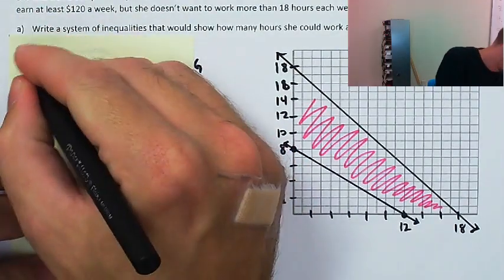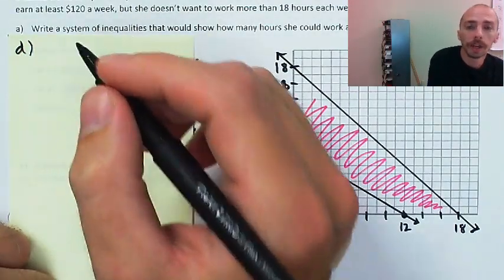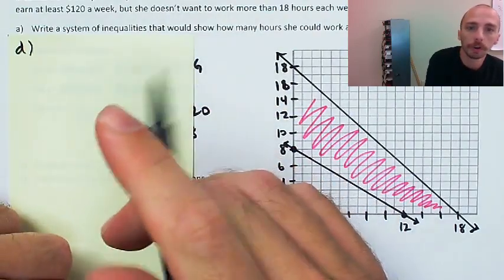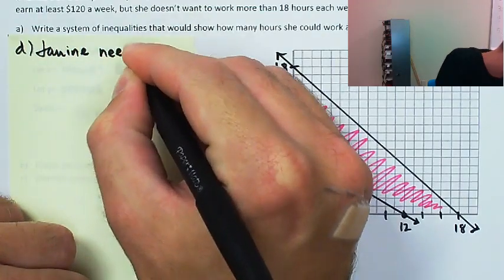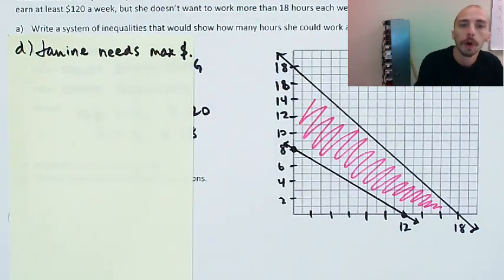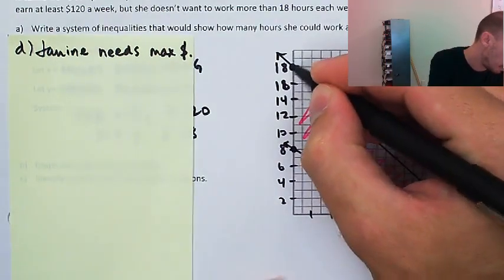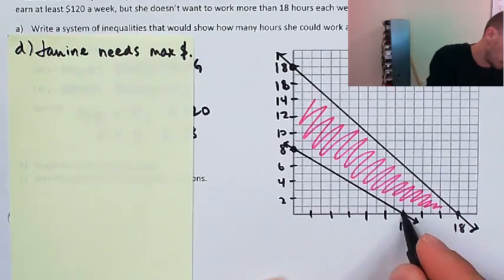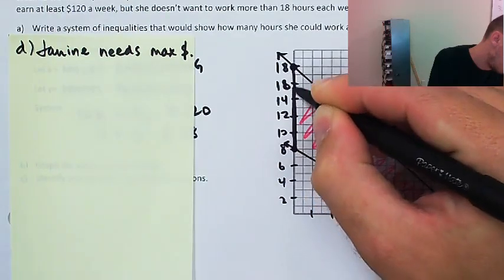Okay, part D. Janine's strapped for cash. She needs money, quick. What combination of hours should she work if she wants to earn the maximum amount of money? Okay, how is she going to do that? Well, the thing about these maximum and minimum scenarios is they always occur at corner points of our solution region. But you can kind of just think your way through this.